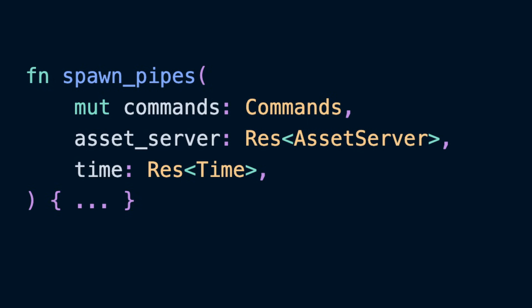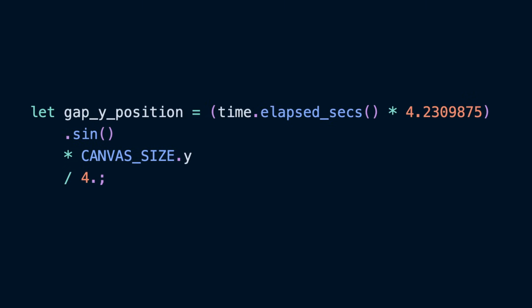However, the pipes in Flappy Bird are supposed to be in different positions. This can be accomplished more effectively using noise, but we'll start off with just a sine wave. In spawn pipes, add the time resource, and we'll use it to produce a sine wave. I multiply it here by an arbitrary number so that the output doesn't look exactly like a periodic sine wave, but there's a lot more work that could be done for choosing the locations here.